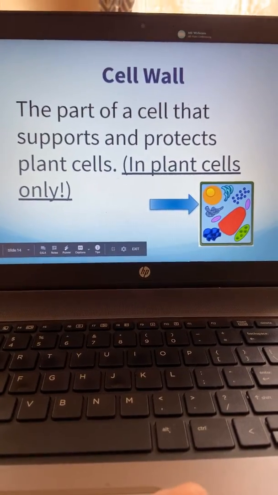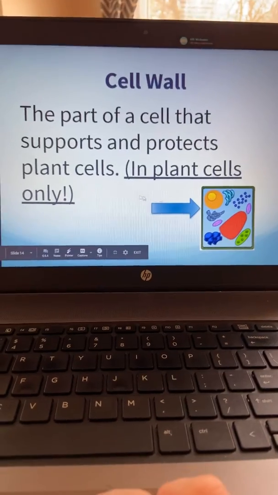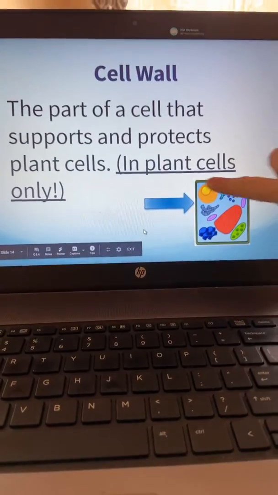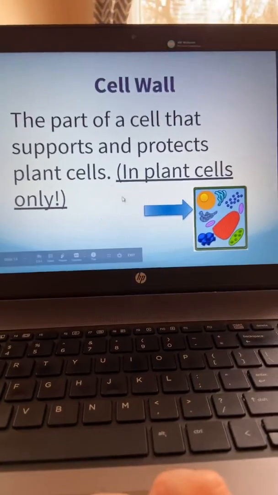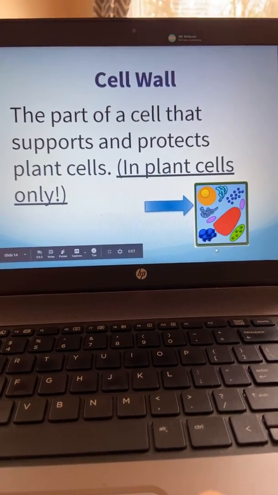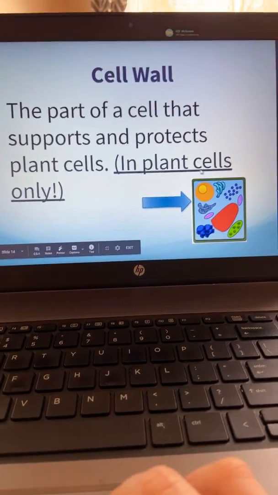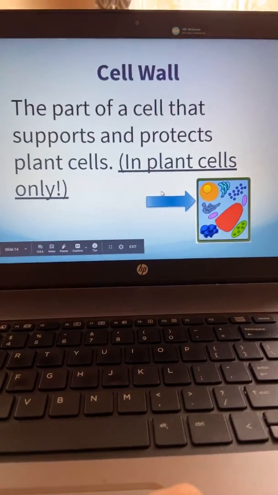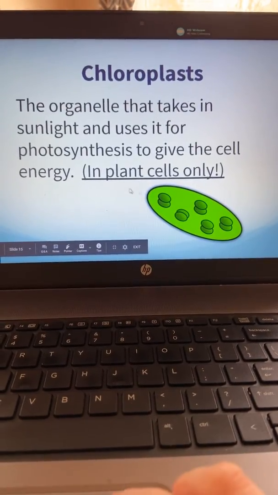The cell wall is a little different from the cell membrane. This is for plant cells. And again, it is along the outside. It supports and protects everything that's inside of there. So it really does just look like the walls of a house. Easy way to remember it.